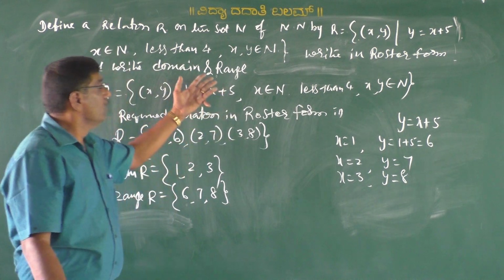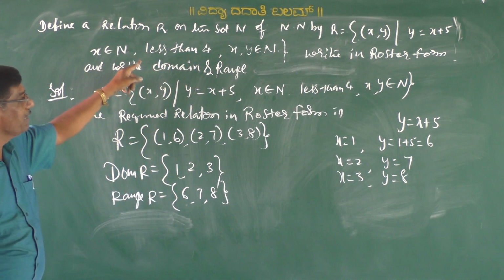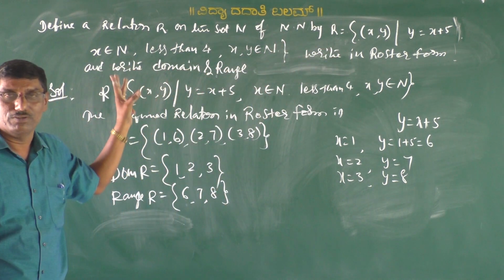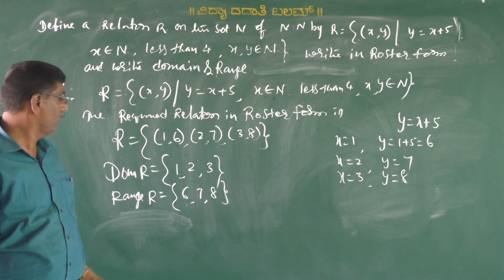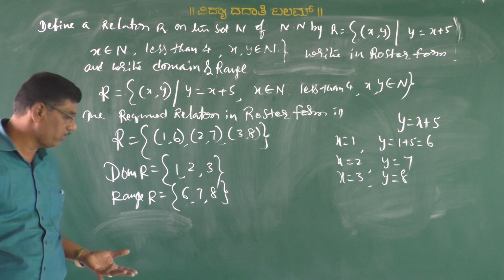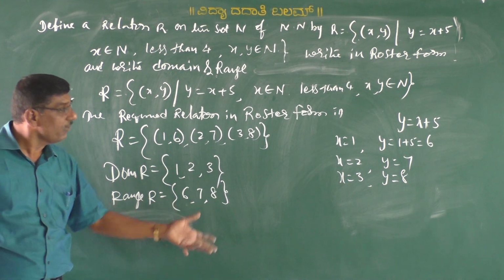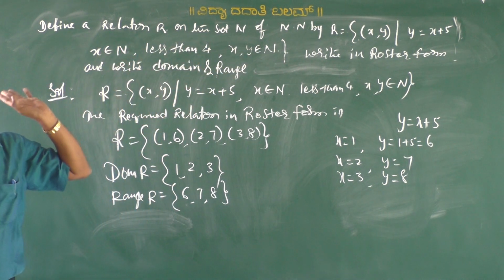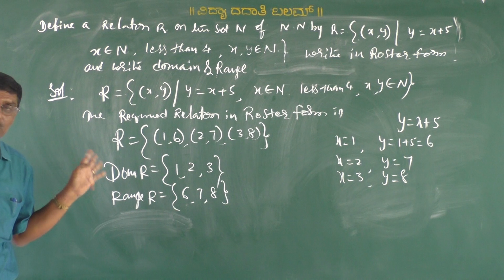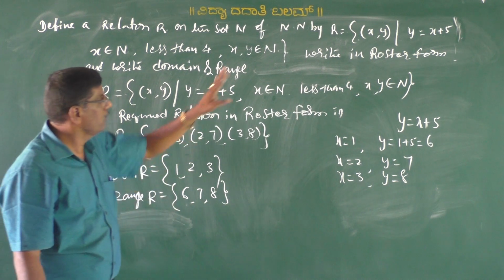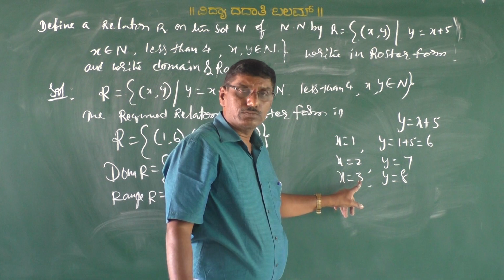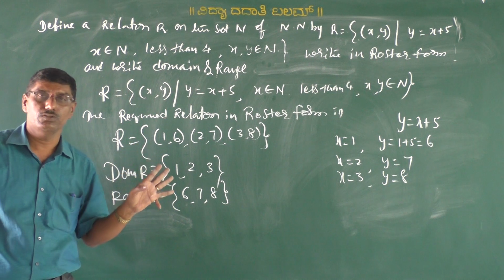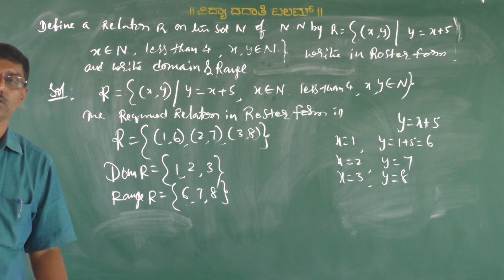Because there is no codomain here, the relation is given directly without the two sets. Therefore we can also write the codomain, no doubt, under the condition that x, y belong to N. The set of all natural numbers we can write, no doubt. But according to the given problem, we ask only for the domain and range. Are you understood this problem? All of you? Yes. Okay.